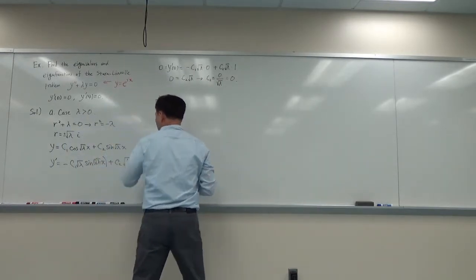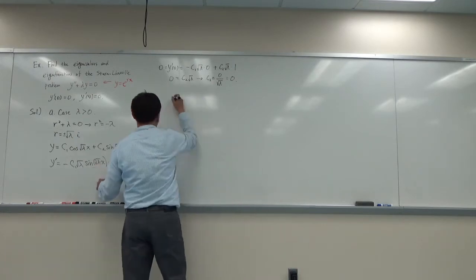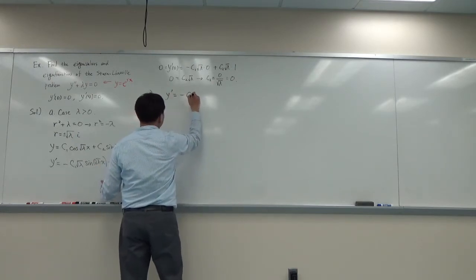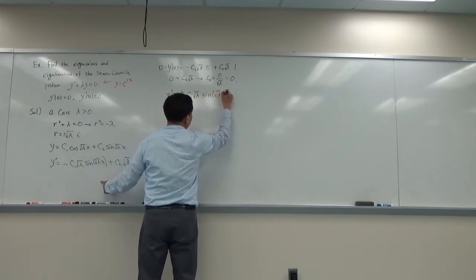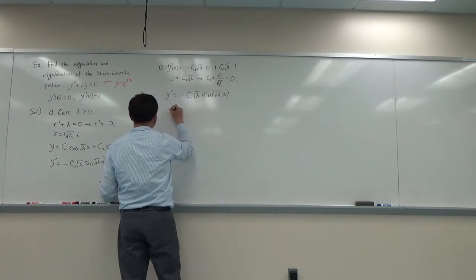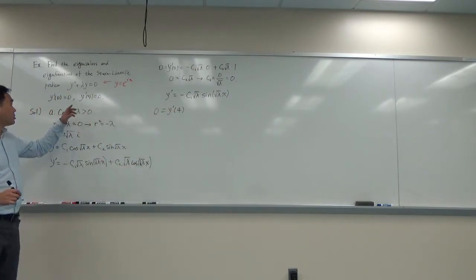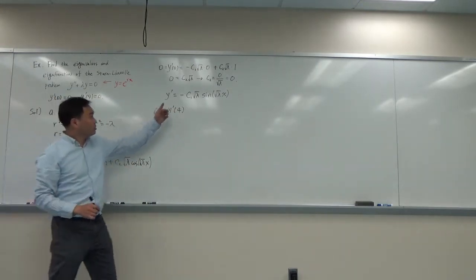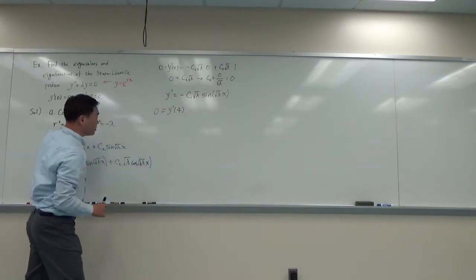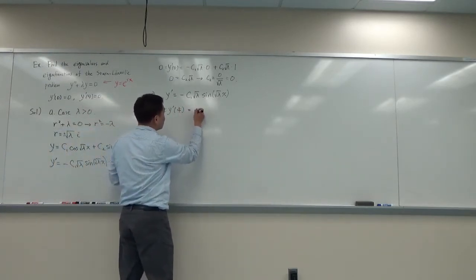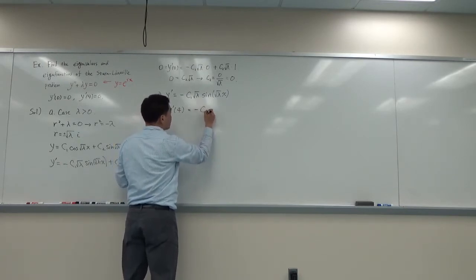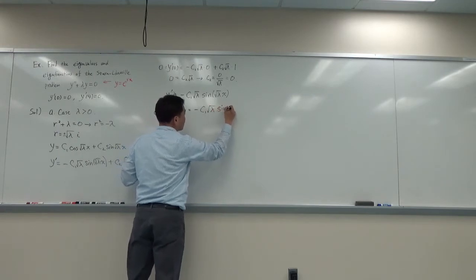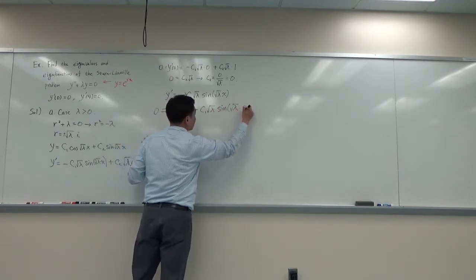Now, plugging c2 back in here, we get y prime equals negative c1 square root of lambda times sine of square root of lambda times x. And now we plug in 4, because y prime of 4 is given as 0. So that has to equal negative c1 square root of lambda times sine of square root of lambda times 4.